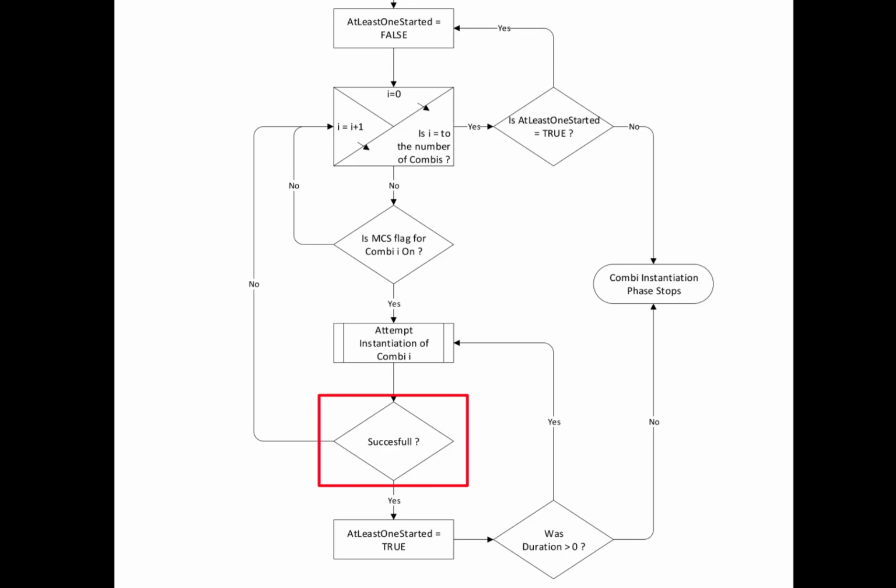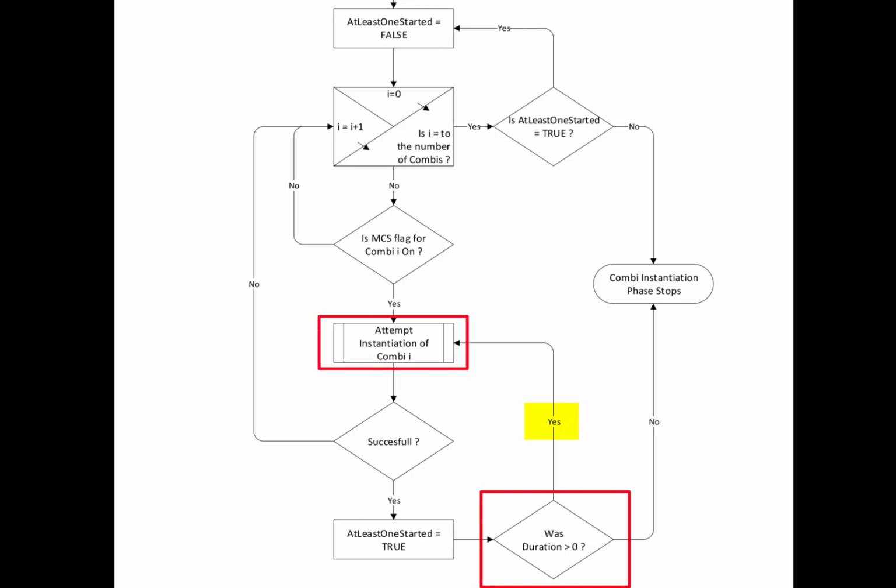After the attempt to instantiate Combi I comes the question whether the instantiation of Combi I was successful. If the instantiation of Combi I was successful, then at least one started is set to the value true, and then Stroboscope checks to see if the duration of the new instance of Combi I is greater than 0. If it is greater than 0, then Stroboscope will attempt to instantiate Combi I again. If the duration of the instance of Combi I was 0, then Combi instantiation phase stops.